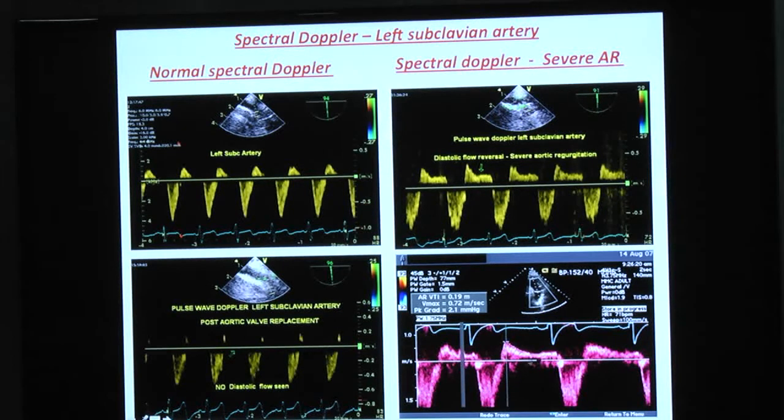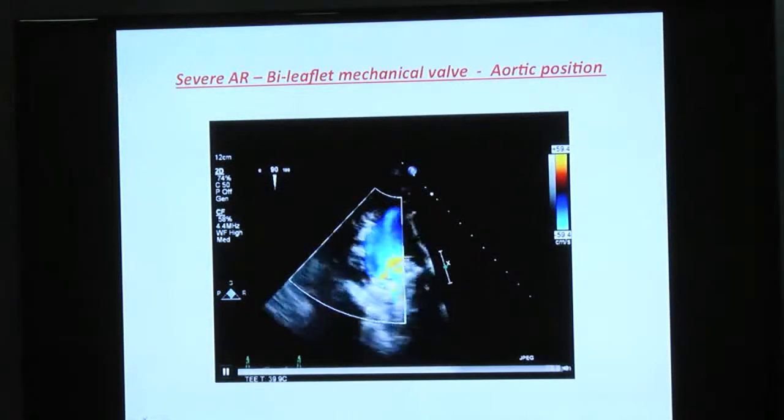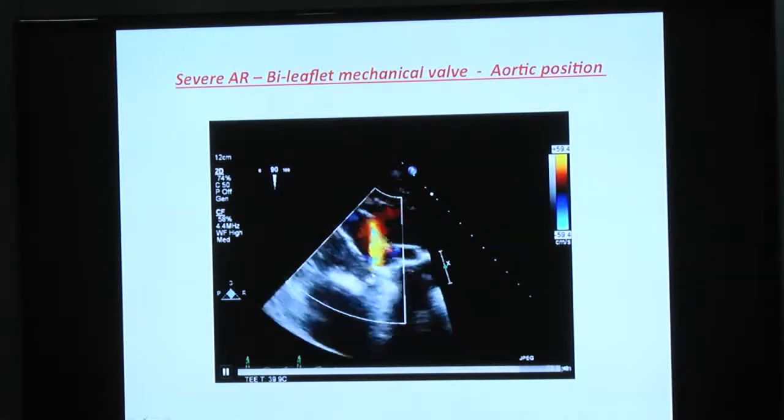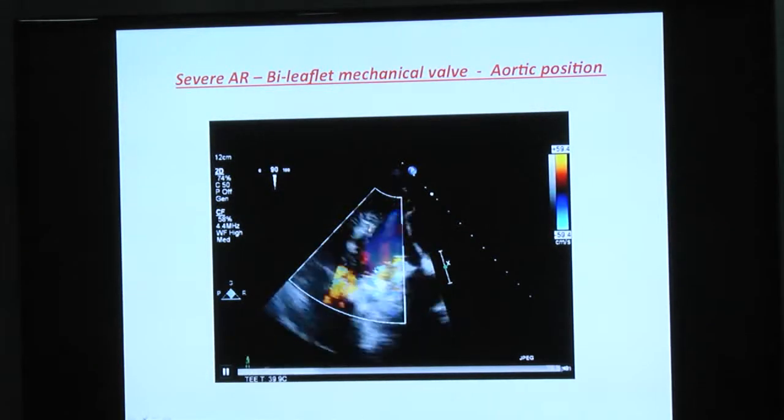You measure the VTI across the regurgitation flow, you can quantify it as mild, moderate, or severe. If it is more than 19 centimeters per second, it is quantified as severe. This is one image wherein you show the bileaflet mechanical valve has been placed in the aortic position, and you can see there is a paravalvular leak occurring across that. It is definitely a severe AR there post replacement.